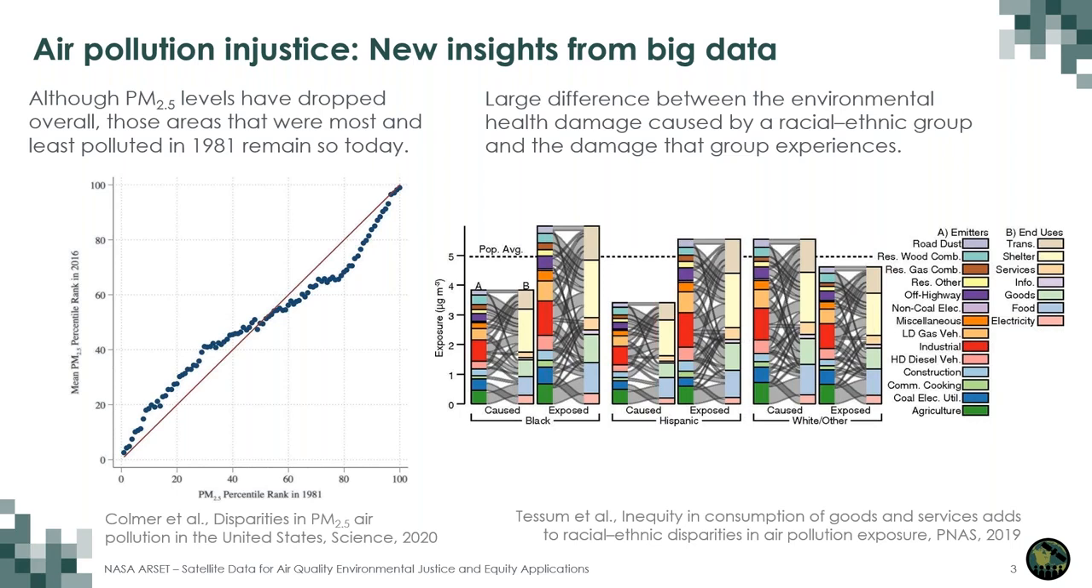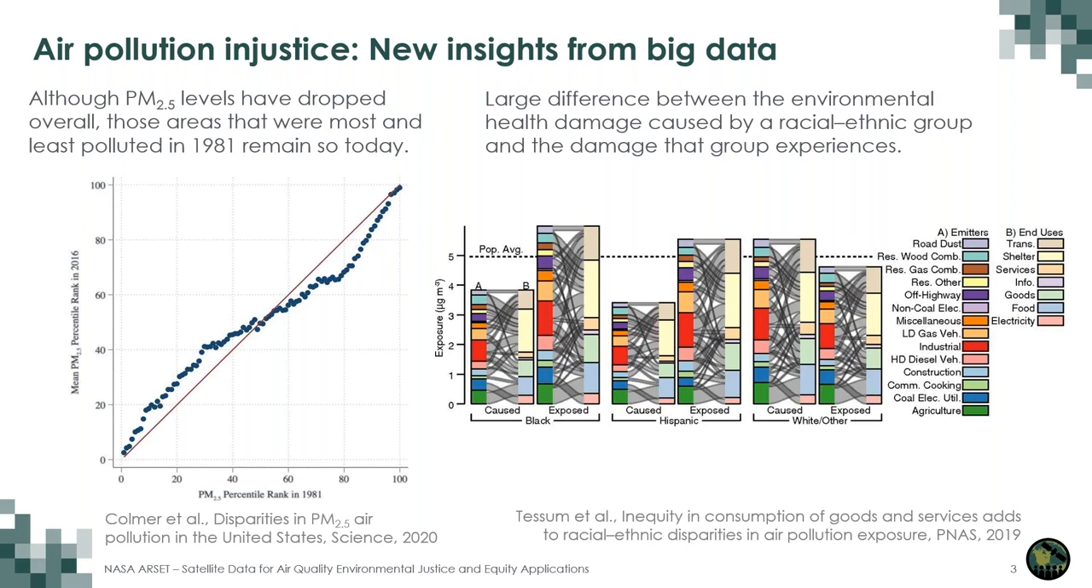I just want to give two examples of how people have used big data to study air pollution injustice. In the graph on the left, this is from Colmer et al., which was published in Science in 2020. They found that the communities across the United States that were overburdened by PM2.5 in 1981 are still overburdened by PM2.5 in 2016. And this is despite the fact that PM2.5 levels have dropped overall. So those areas that were most and least polluted in 1981 remain so today.